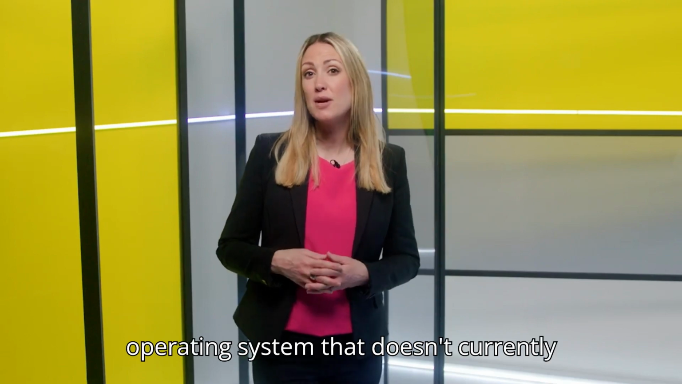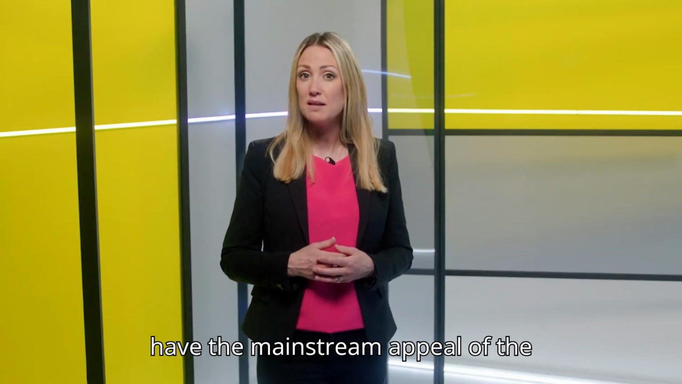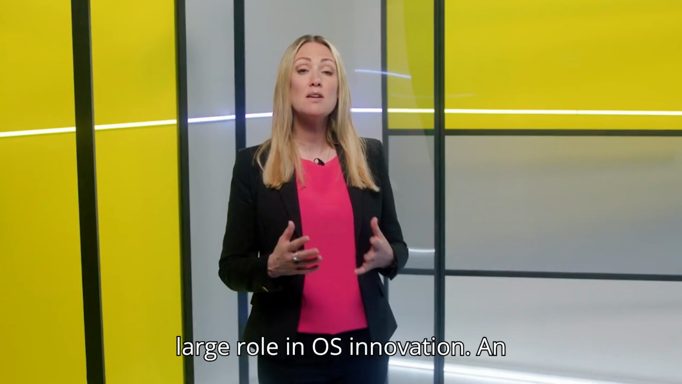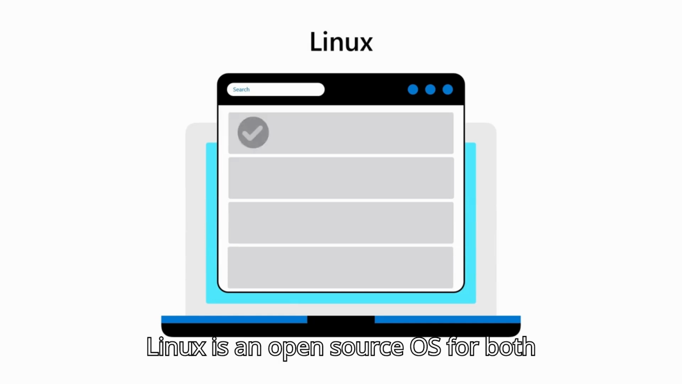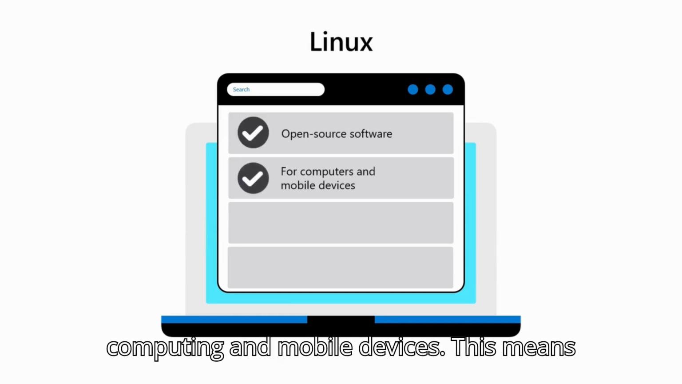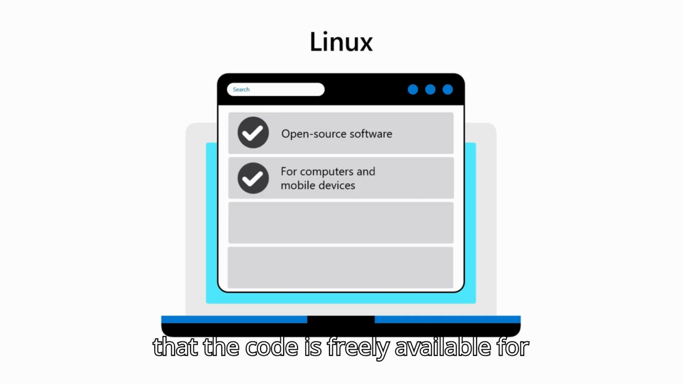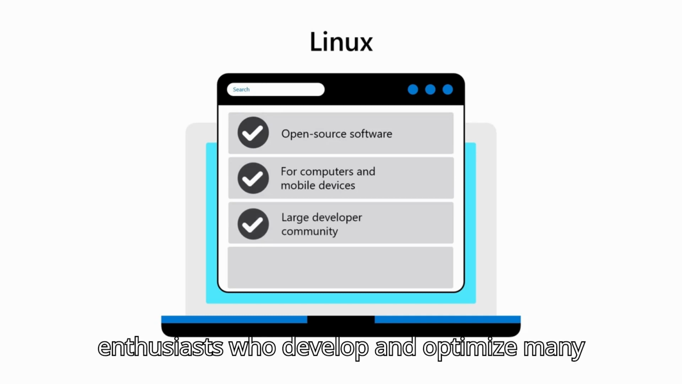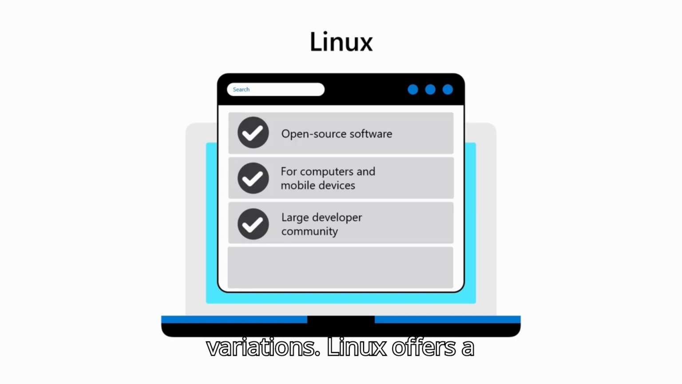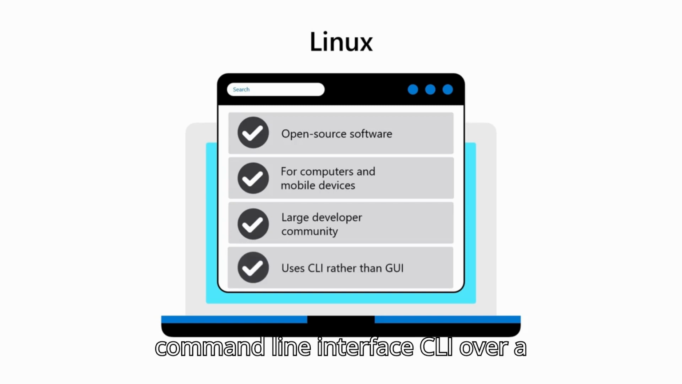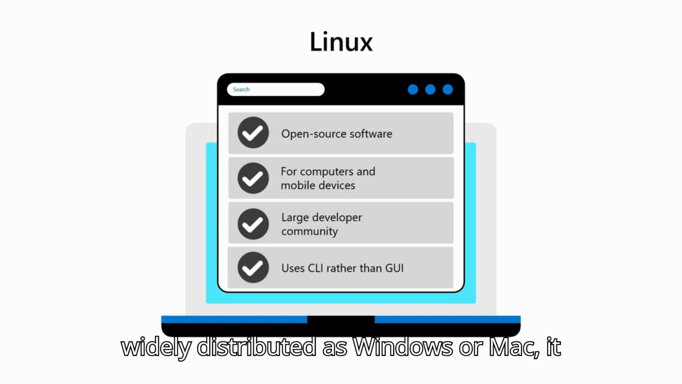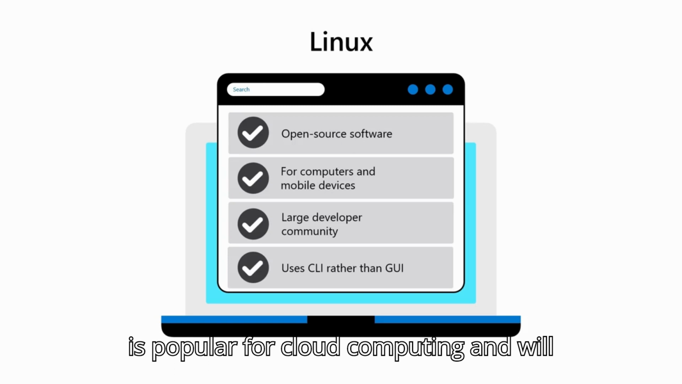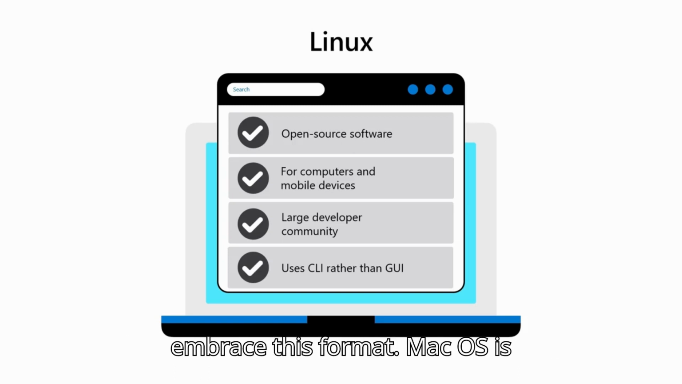Lastly, let's examine an operating system that doesn't currently have the mainstream appeal of the previous 4, but is noted for playing a large role in OS innovation. An alternative to proprietary software, Linux is an open source OS for both computing and mobile devices. This means that the code is freely available for people to alter as they feel fit. This has led to a large community of enthusiasts who develop and optimize many variations. Linux offers a command line interface, CLI, over a GUI-based approach. While Linux is not as widely distributed as Windows or Mac, it is popular for cloud computing and will likely experience growth as more people embrace this format.